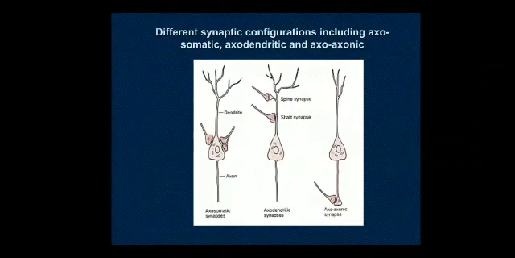This is the diagram which shows the different types of synapses. You can see here the cell, it has the dendrite, soma and axon. In the first there is a synapse with the soma, so it's called axosomatic. The second one is with the dendrite, called axodendritic, and the last one is axonic synapse.